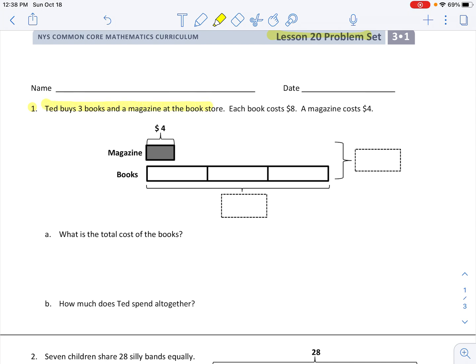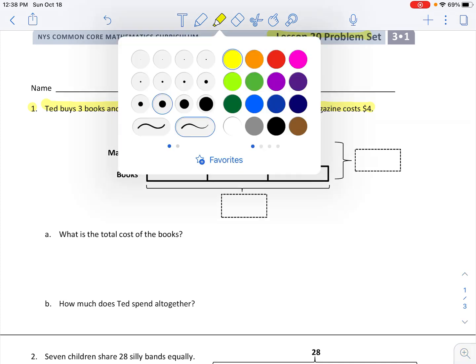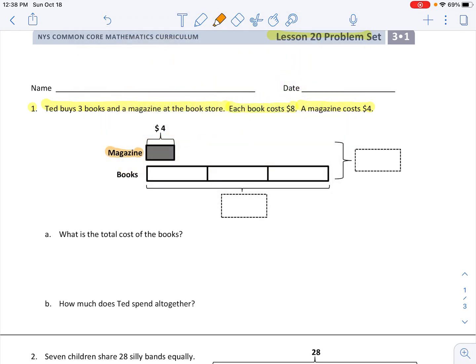Number 1, Ted buys 3 books and a magazine at the bookstore. Each book costs $8. A magazine costs $4. So let's take a look at this tape diagram. Here are my magazines. They're each $4. And then down here they're showing me that this is the tape diagram for books. Well, how much is a book? If I go back up here and look, the books were $8.